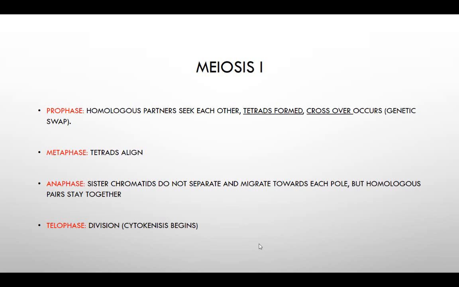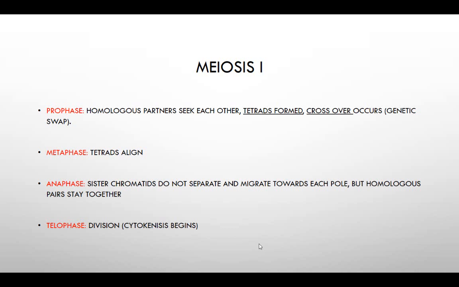And then we have a little crossover that takes place of the genetic material or the DNA, which is basically a genetic swap. We're starting to see a lot of genetic variability right away in the very first phase. With the metaphase, then these tetrads will align, and then anaphase, the sister chromatids do not separate and then migrate towards each pole, but homologous pairs stay together.